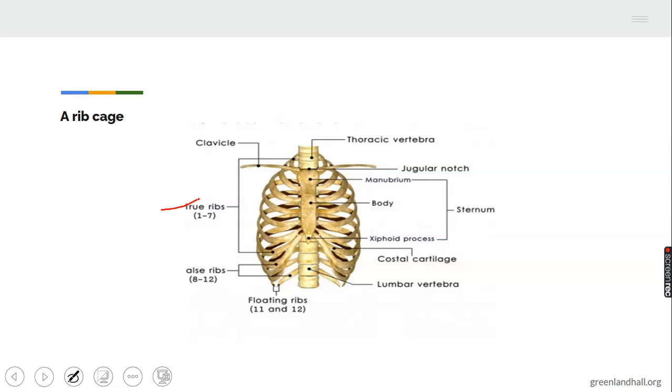Now by the collarbone, we have the clavicle. That is the collarbone. We can see we have the clavicle. And this is the thoracic joined to the sternum. This is the sternum, the body.